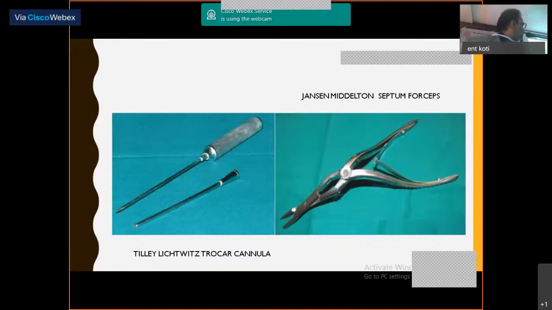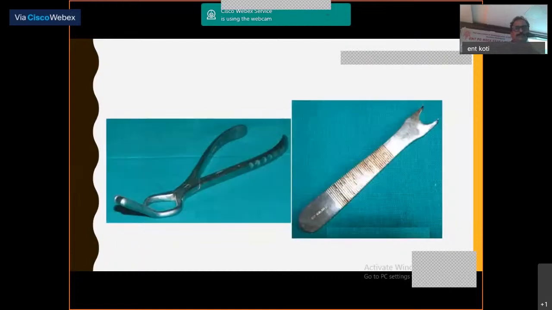So when you press these two, then it goes. You must have seen it in the OT. This one, for a thick bone, the bone is curved, right? So this is written septum forceps. So this is Ash's forceps, right? This one, name. Ash's septum forceps. Killian's ala retractor.